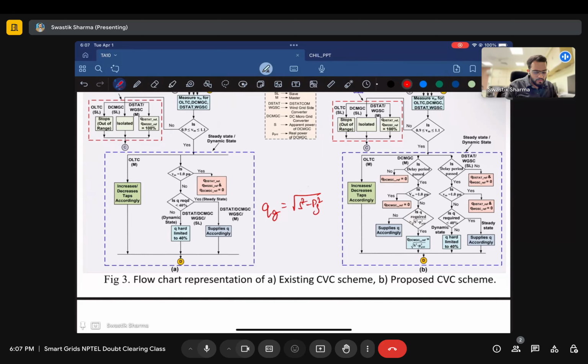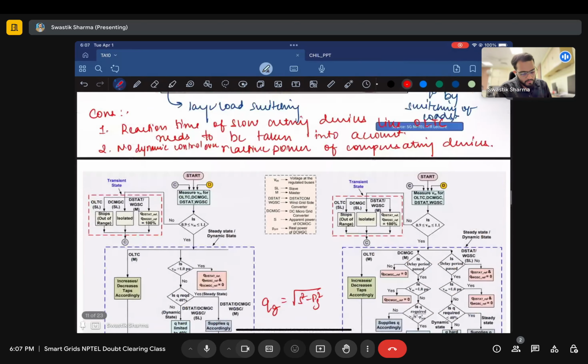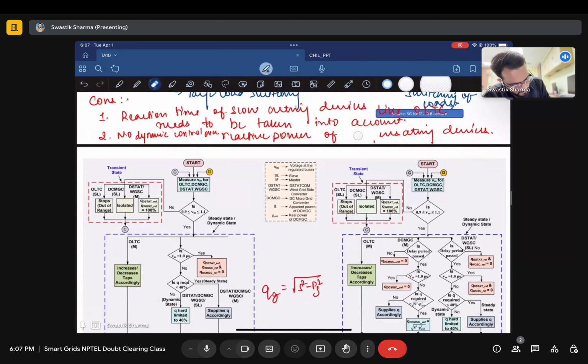Similarly, for the other two converters, the DStat and the WGSC, what you do is you just hard limit them to 40%. Right. So I should write dynamic control over the DC microgrid converter. That is much better, right?